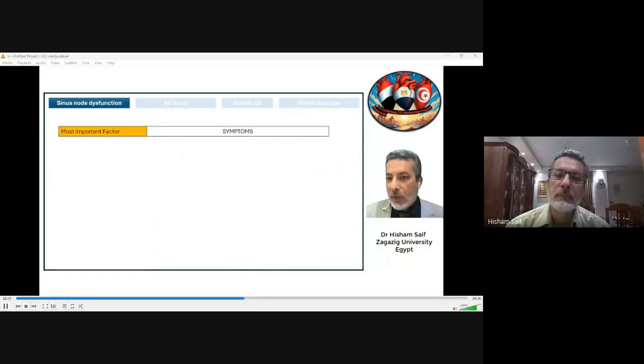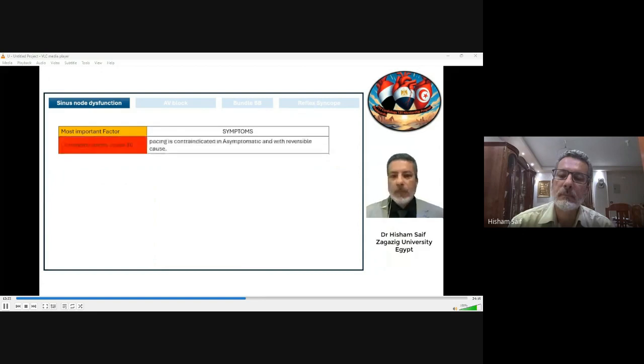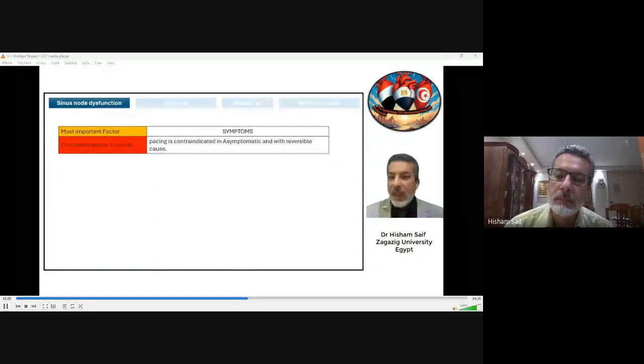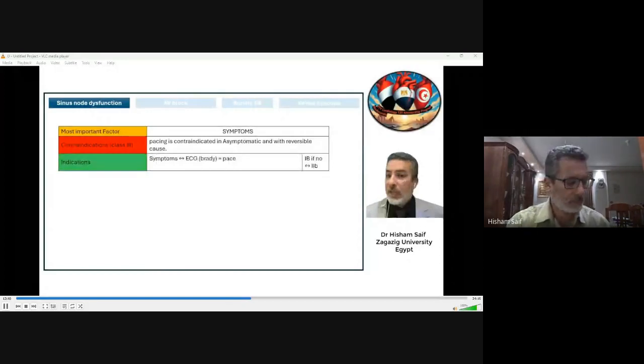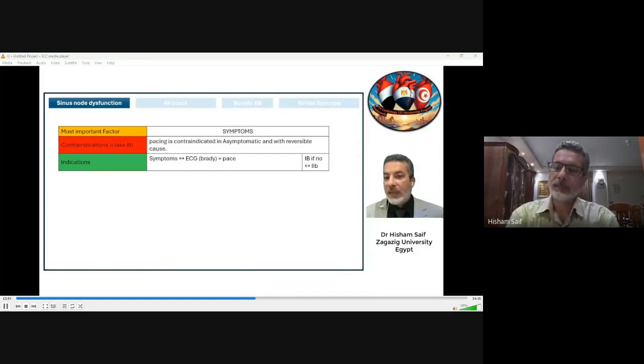In sinus node dysfunction, the most important factor indicating pacing is symptoms. And pacing is contraindicated in two conditions. First, if the cause is reversible. Second, if there are no symptoms whatsoever, even if the ECG shows sinus node dysfunction. The first regular indication is symptoms suggesting bradycardia that are correlated with any ECG phenomena indicating sinus node disease. If there is no correlation, the level of evidence is demoted from class 1B to class 2B.